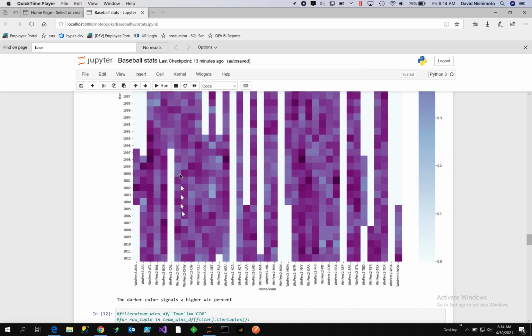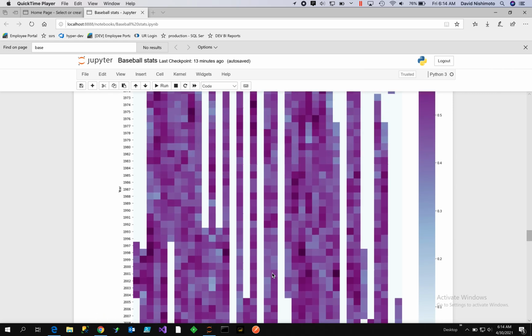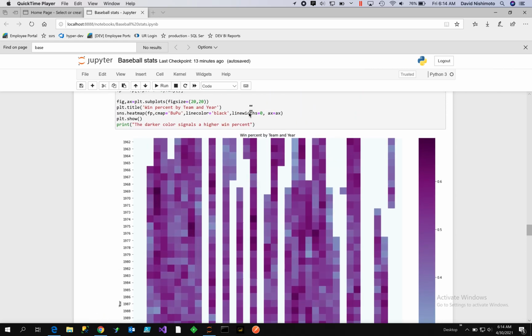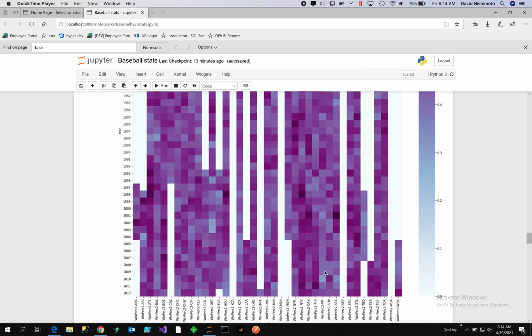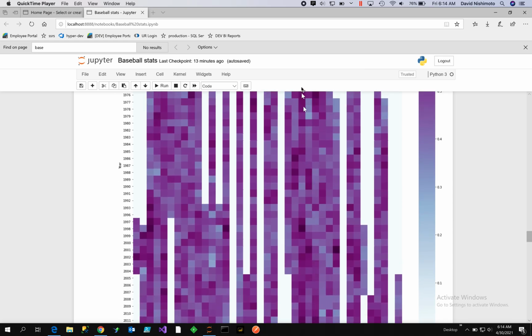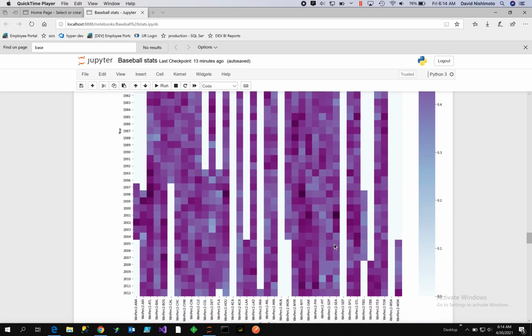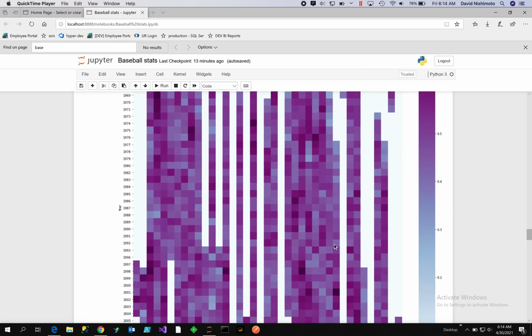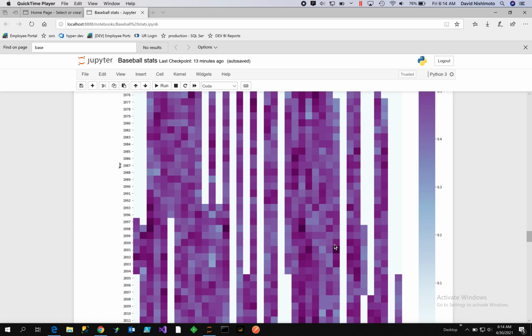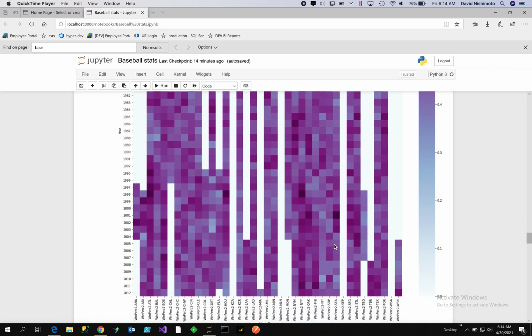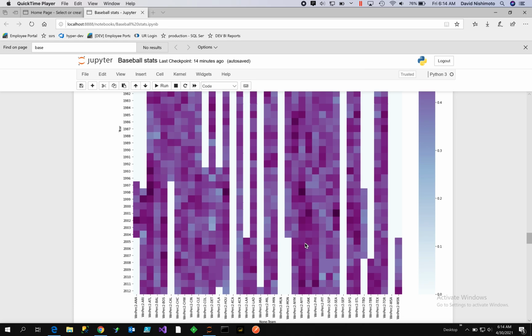So you can kind of see some of these teams are new, and others have been around a long time, and that they'll have a long vertical bar. And if you have lots of variation in color, then that can tell you that there's big changes in the win percent. So you can see that most of them don't have lots of change in the win percent. So they're just incrementally improving.